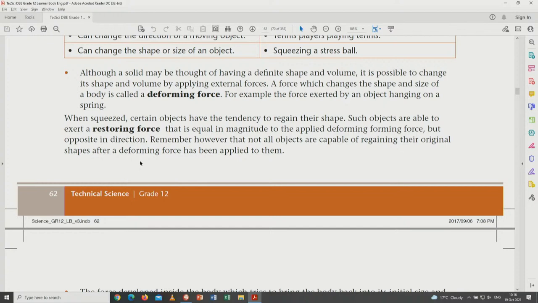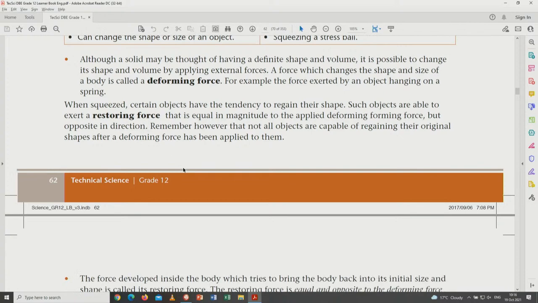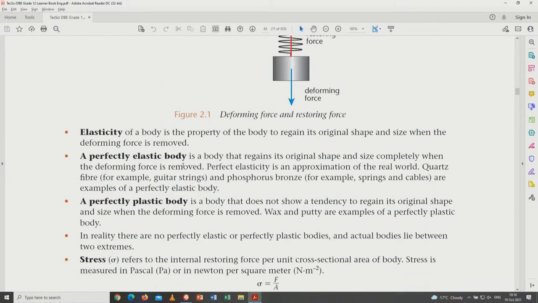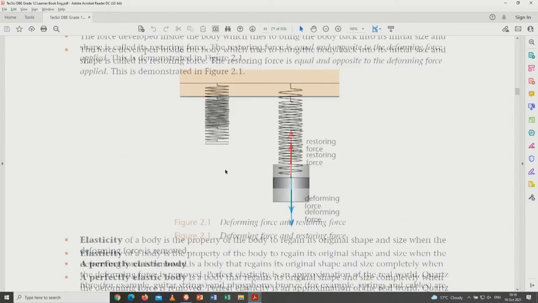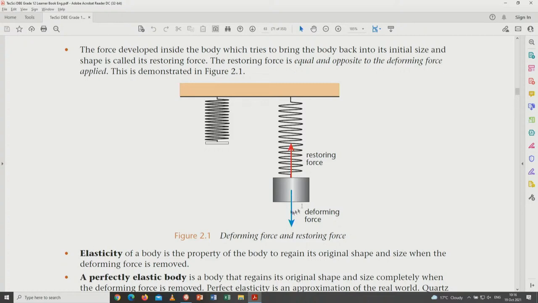So a deforming force tries to squeeze the object, but the restoring force tries to expand, to oppose the deforming force. And so there are some materials that are able to exert this restoring force, and these materials are referred to as elastic materials. So in this diagram, you can see that if we are hanging a mass piece on a spring, the weight of the mass is exerting a force on the spring, and that is a deforming force which extends the spring, which elongates the spring. As you can see here, the spring is shorter because there's no mass hanging on it. But once you have a mass hanging on it, then that deforming force causes the spring to increase in length.